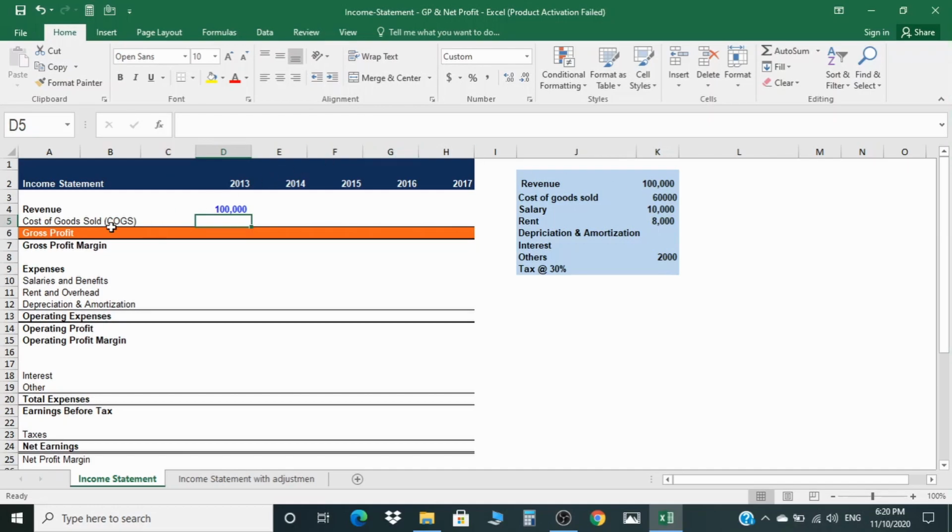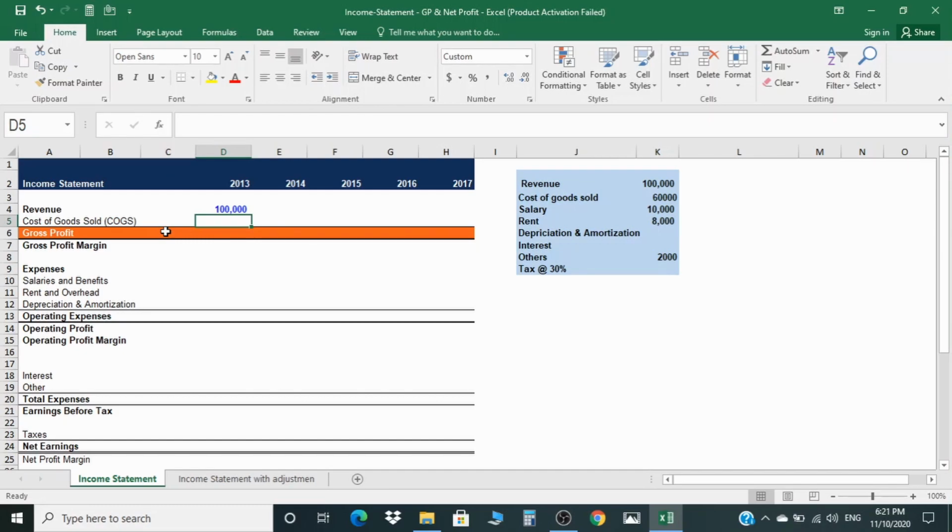So this is our total income, $100,000. And here we have the cost of goods sold. Cost of goods sold means whatever you sell, what is the actual cost? Like if you go and buy a cycle for $100, right, but you sell it for 120, that means the cost is 100, the selling price is 120, so 20 is the profit. Very simple math, right? So here we do the same.